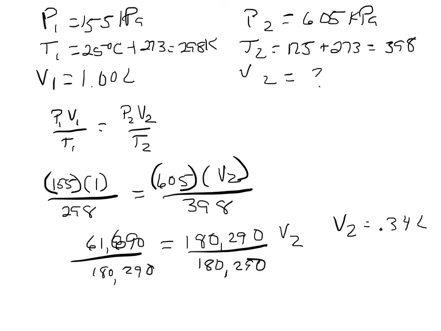Now, these are a little harder to reason out, but let's take a look. The pressure increased, so that should make the volume smaller. It looks like it got 4 times smaller. The temperature increased, which should make it a little bit bigger, so it shouldn't be a quarter as big. It should be a little bit bigger than that. And yeah, that's what we got there.